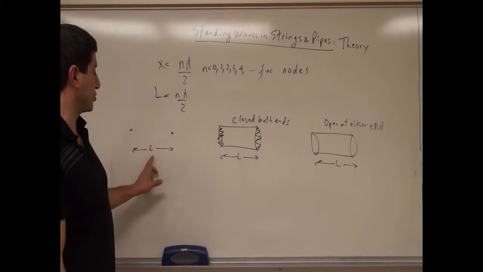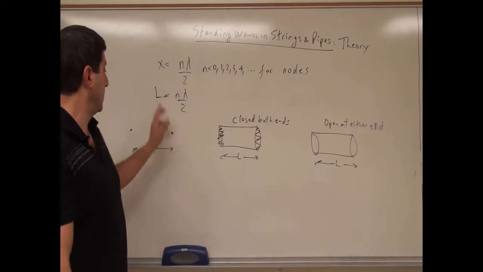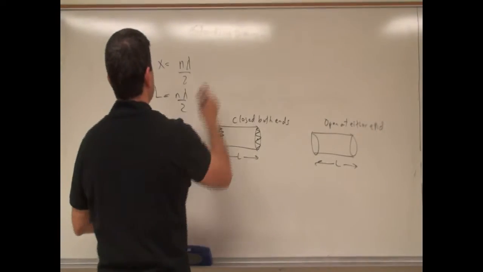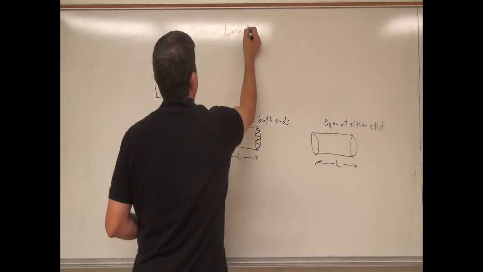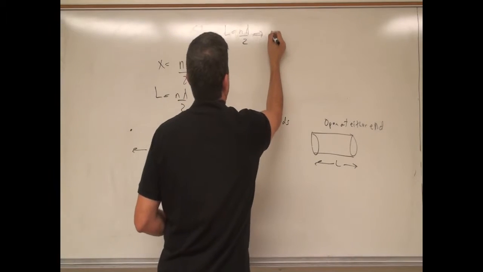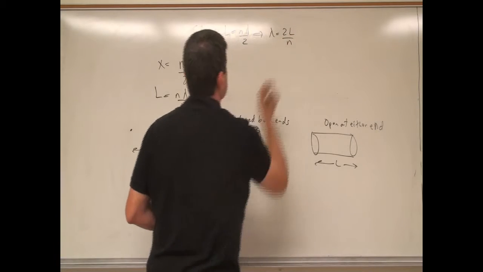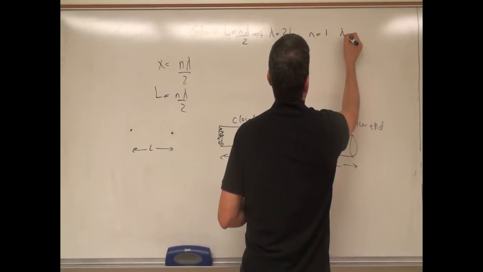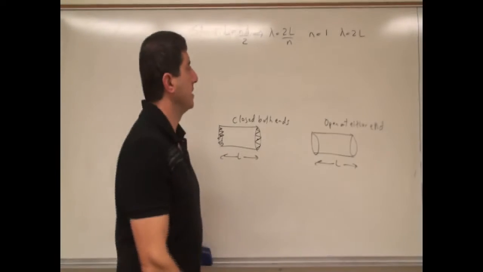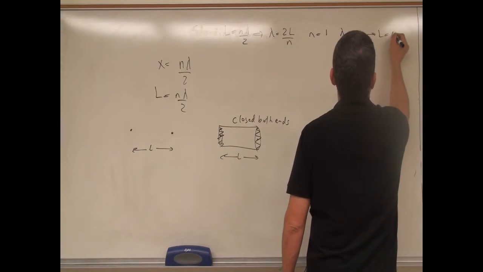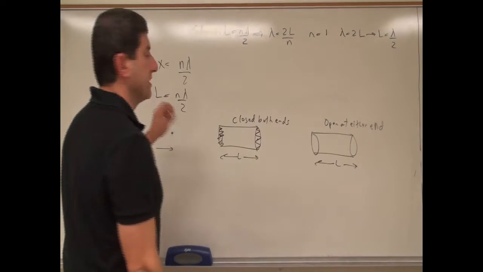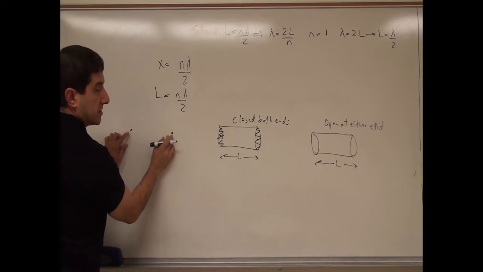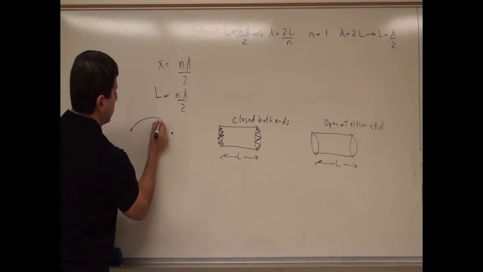Why? Because the length of the string is L, or the length of the pipe is L. So from this, what kind of relationship do we get? We get L is equal to n lambda over 2. Therefore, lambda is equal to 2L over n. When n is equal to 1, the wavelength is equal to 2 times the length, and therefore the length is equal to half the wavelength, right? So what kind of harmonic is that? That's called the n equals 1 harmonic, right? That means in the length of the string, you are able to fit half of a wavelength.